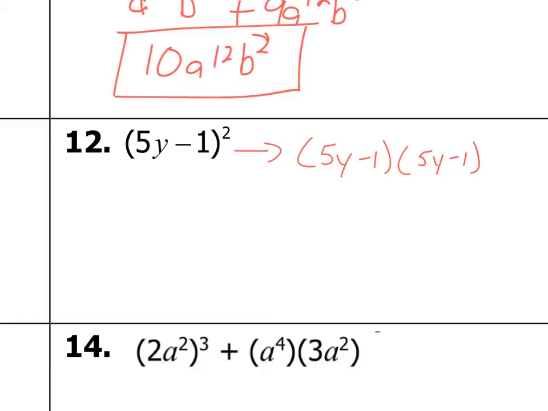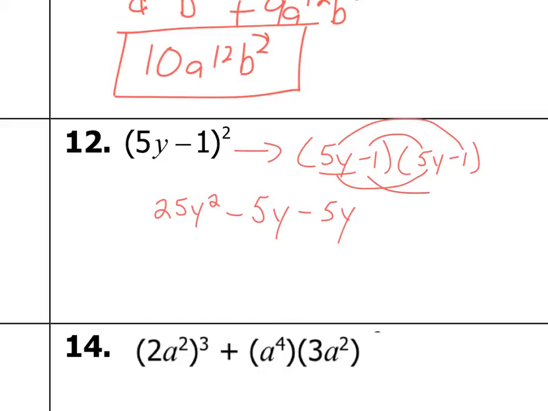Multiplying two binomials, so we'll FOIL it out. First terms, 5y times 5y, that's 25y squared. O stands for outer terms, so 5y times negative 1 is negative 5y. I stands for inners, so it would be negative 1 times 5y, which is minus 5y. And then L stands for last, so it would be negative 1 times negative 1, which is positive 1. And then we combine like terms.